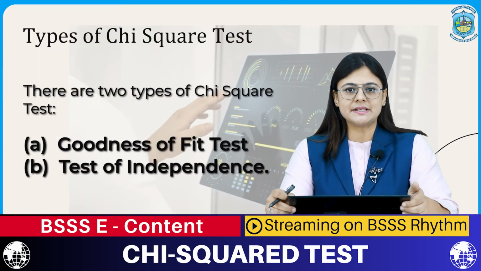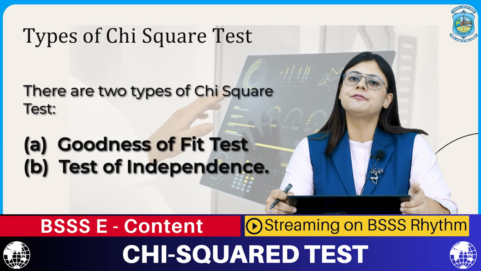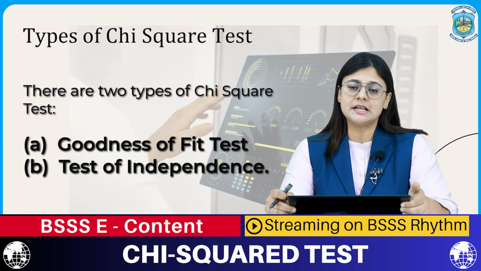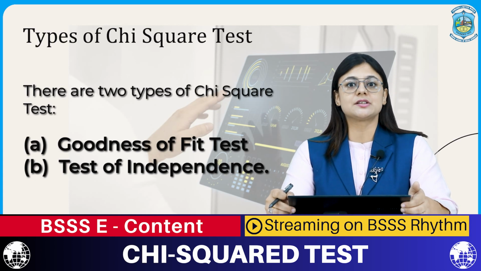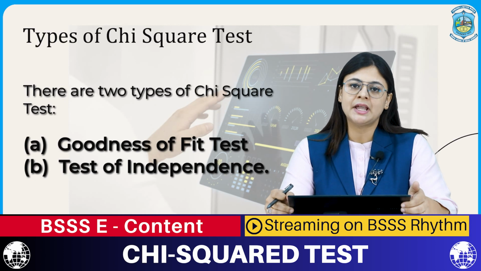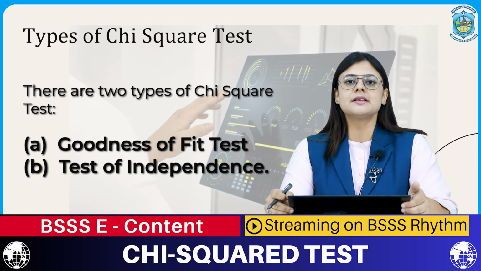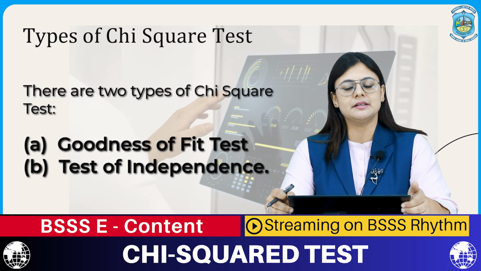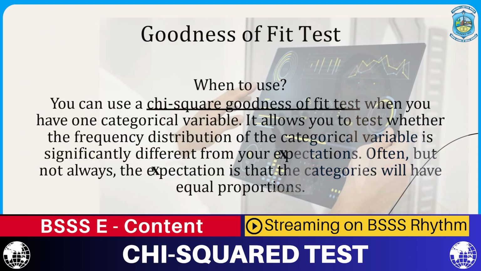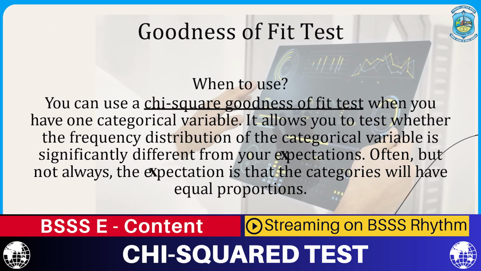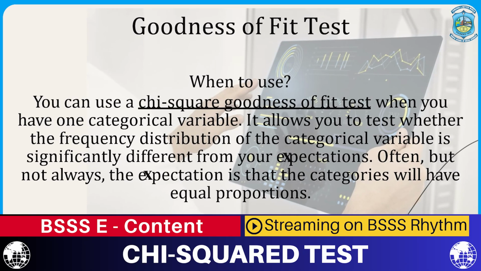The chi-square test basically is of two types. The first type of chi-square test that we conduct is the chi-square goodness of fit test. And the second one is the chi-square test of independence. Let's have a brief introduction to the goodness of fit test. In our upcoming modules, we will be dealing with the goodness of fit test in more detail.